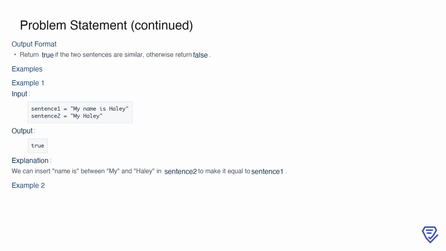In the first example, sentence 1 is "my name is Haley" and sentence 2 is "my Haley". The output here is true, because we can insert the words "name is" between "my" and "Haley" in sentence 2 to make it identical to sentence 1.